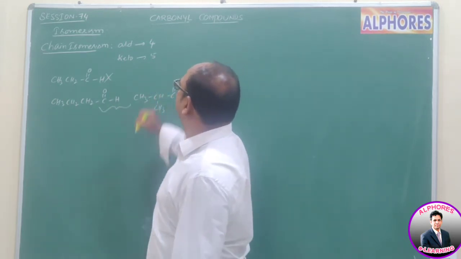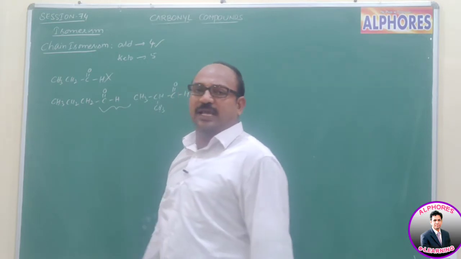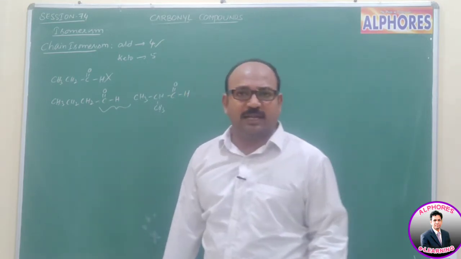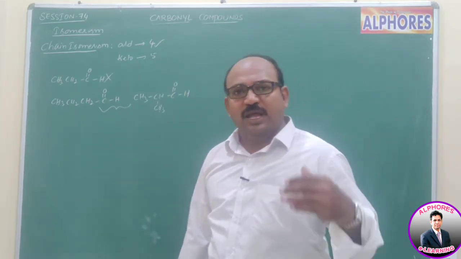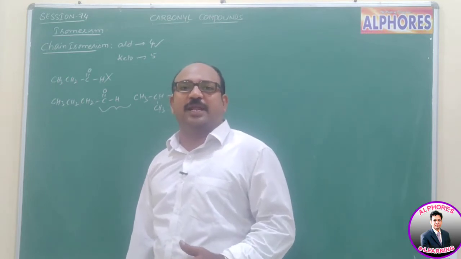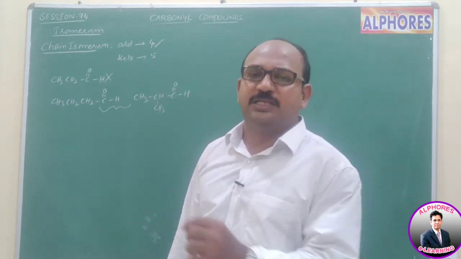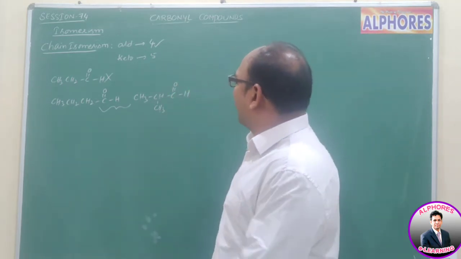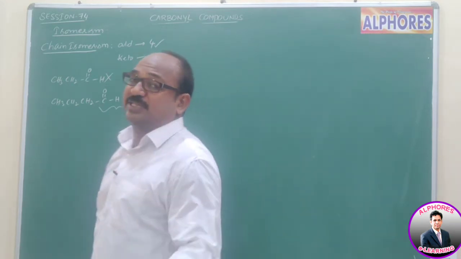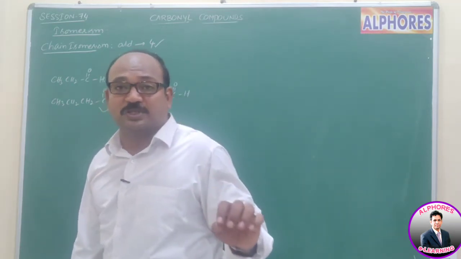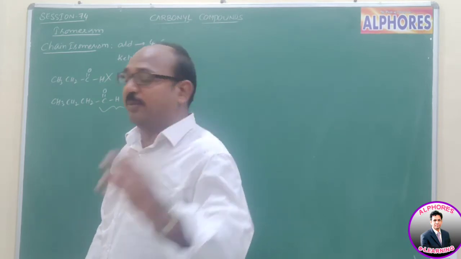That means in order to exhibit chain isomerism, an aldehyde must possess at least 4 carbon atoms. Only an aldehyde containing 4 or more carbon atoms can exhibit chain isomerism. And what about ketones? In order to exhibit chain isomerism, ketones must possess at least 5 carbons.